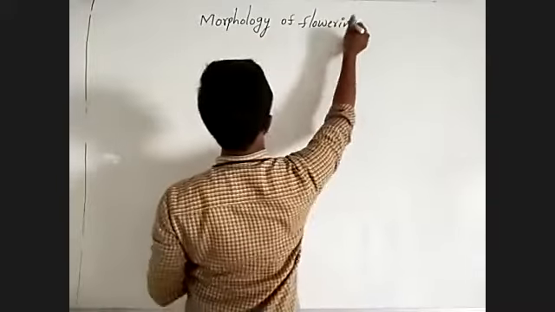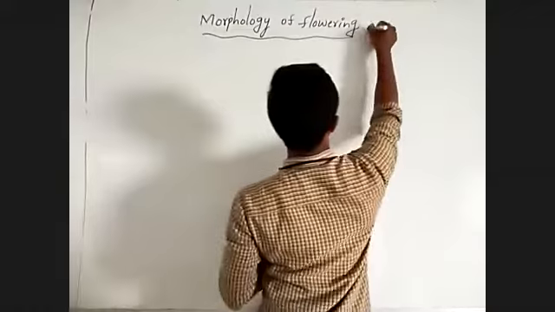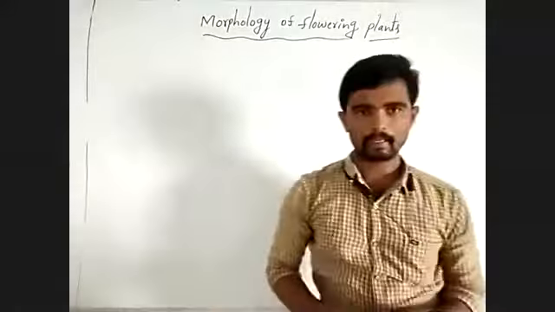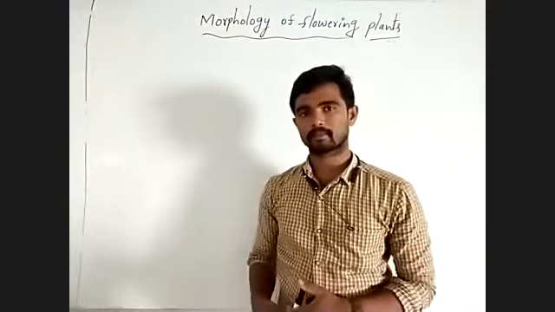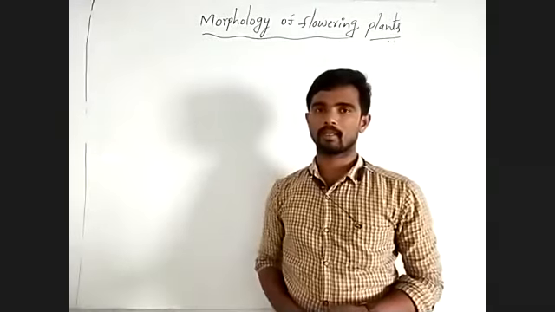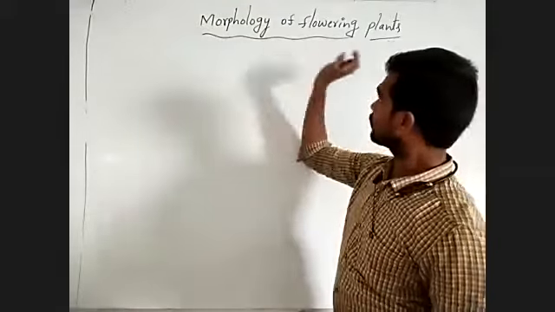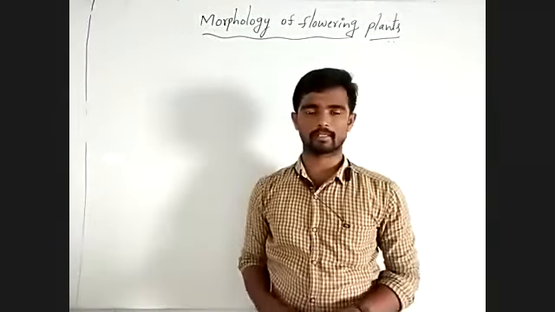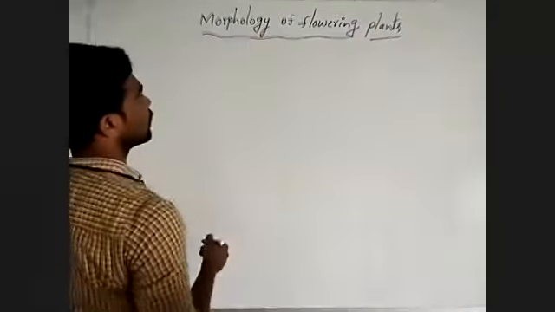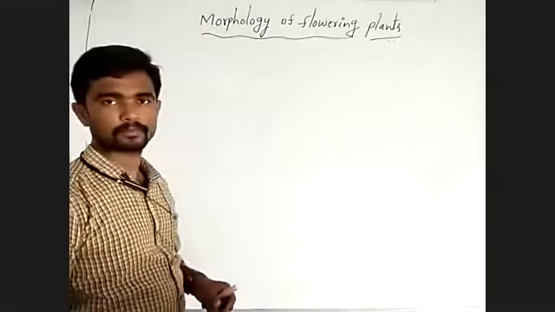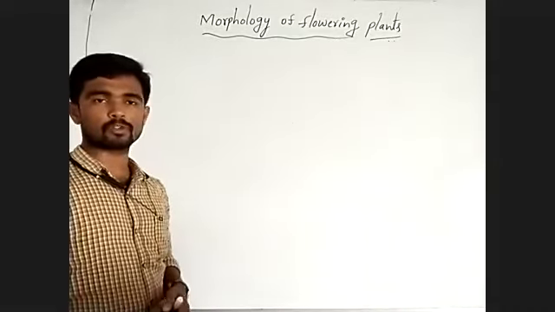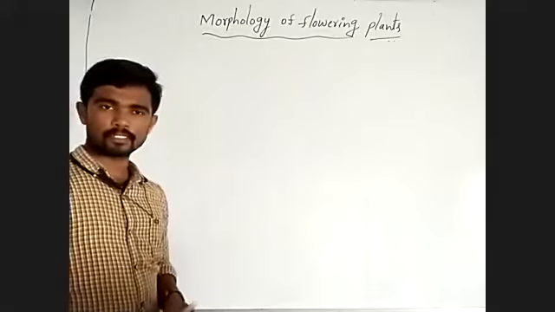Morphology of flowering plants. In last classes, we have discussed different points in the morphology of flowering plants, for example, types of roots, means root systems, types of root systems, and functions of roots.